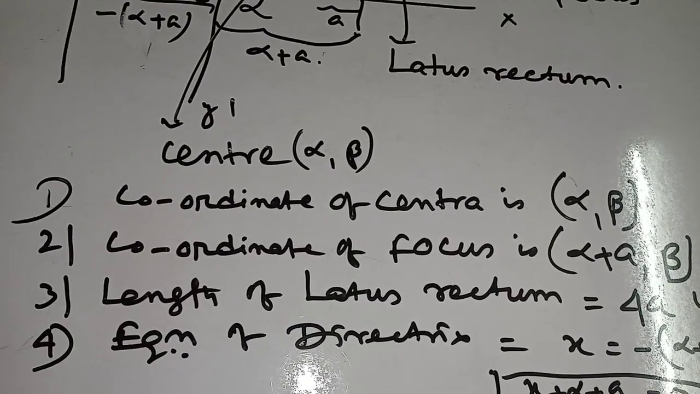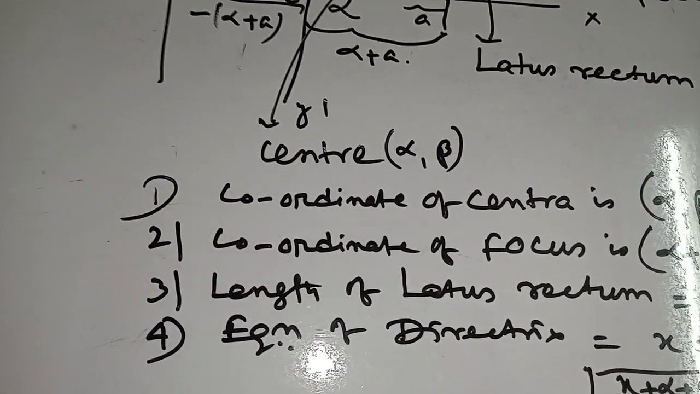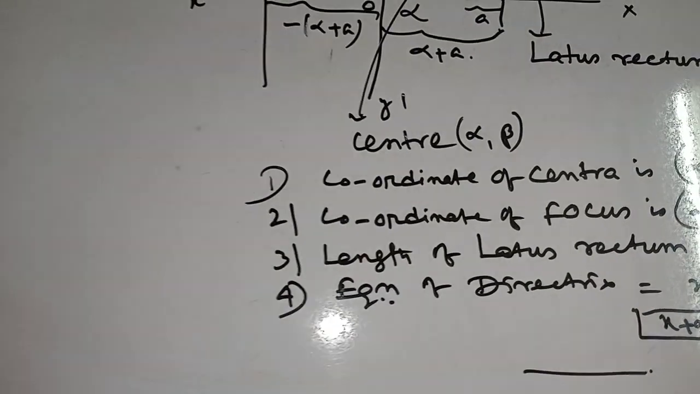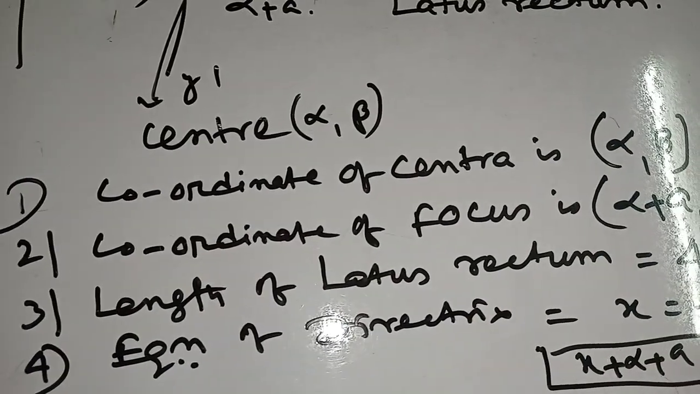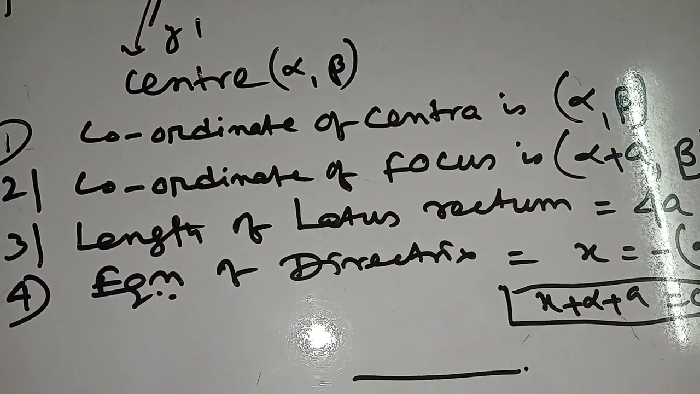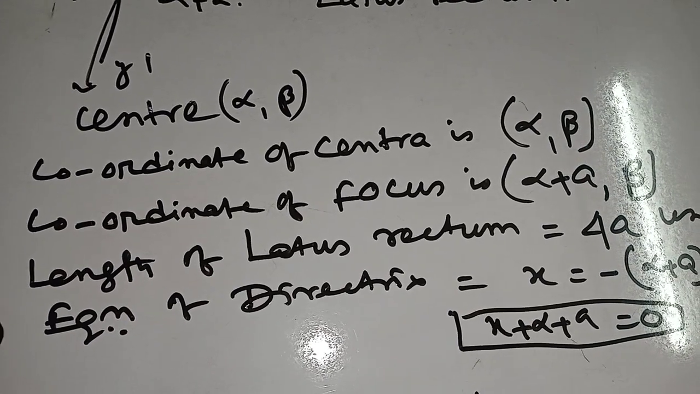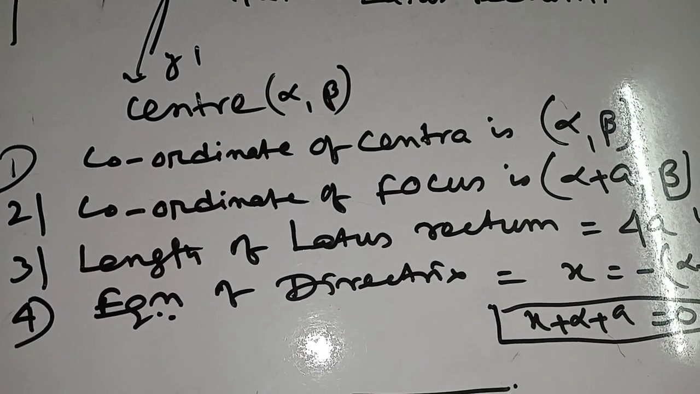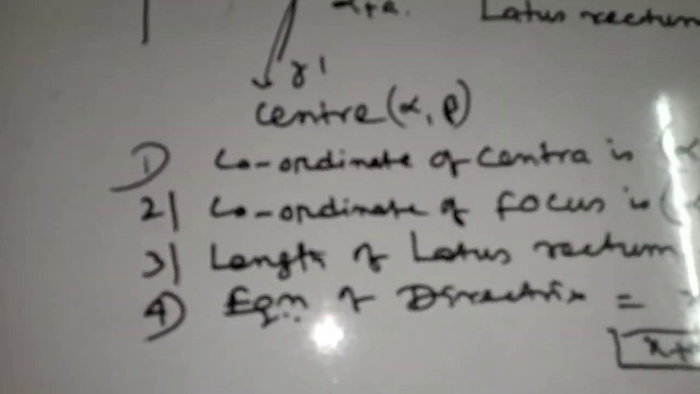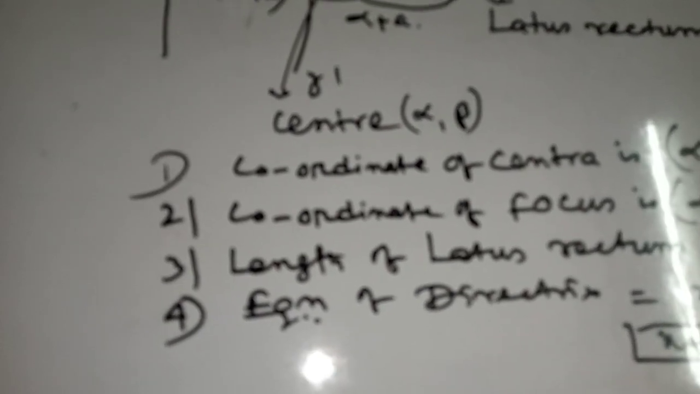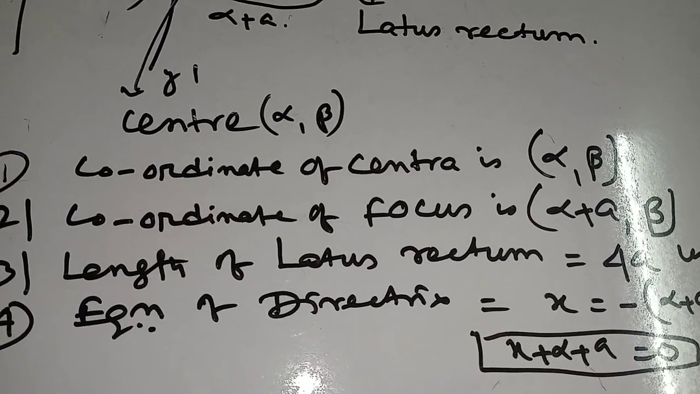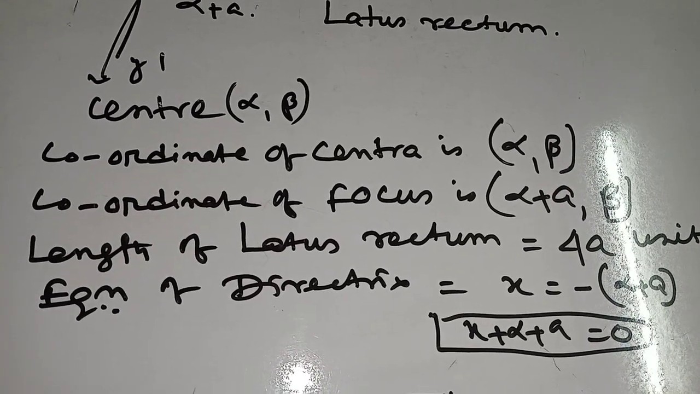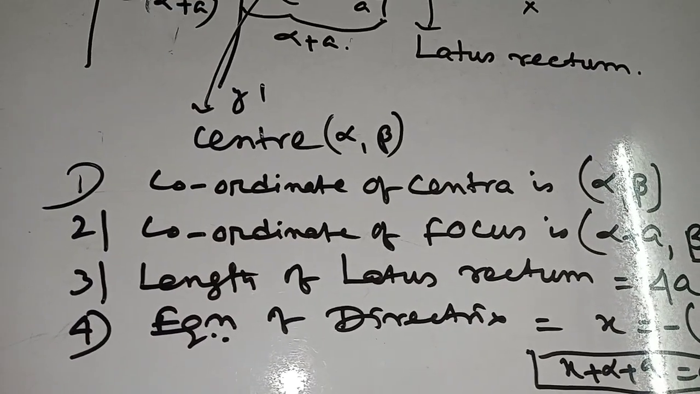That means the coordinate of the center will be alpha comma beta. The coordinate of the focus is alpha plus a comma beta, the length of the latus rectum is 4a, and the equation of the directrix is x plus alpha plus a equal to 0.